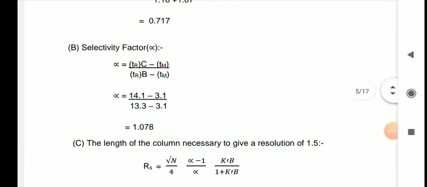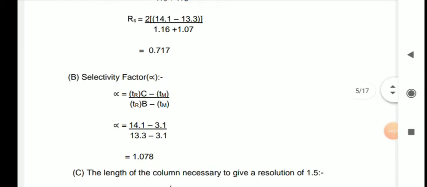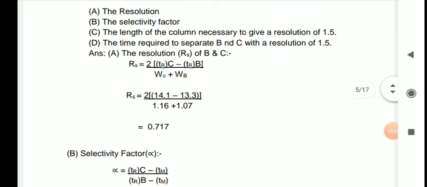Okay, now the third part is to find out the length of the column to give the resolution of 1.5. Now the resolution we got in the A part is 0.717. If you want to increase the resolution to 1.5, what will be the length of the column you have to take? Now we have to apply the formula for the resolution.